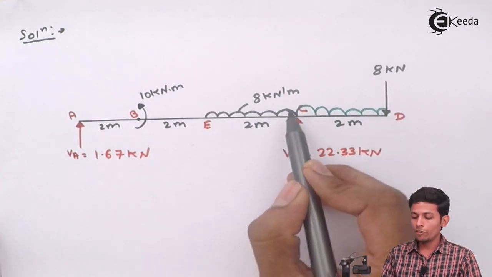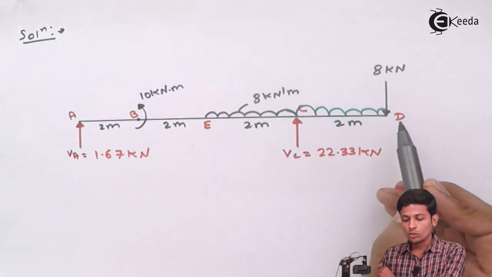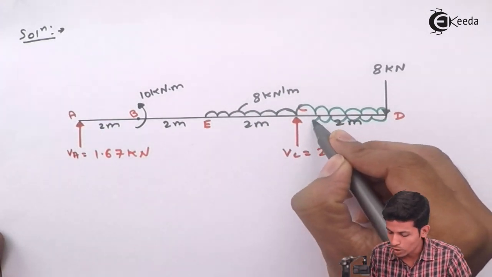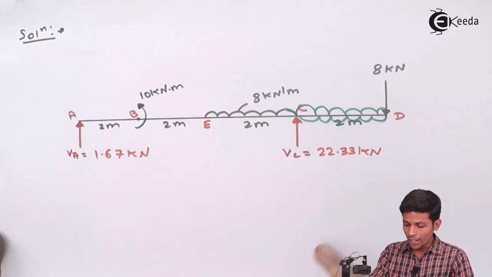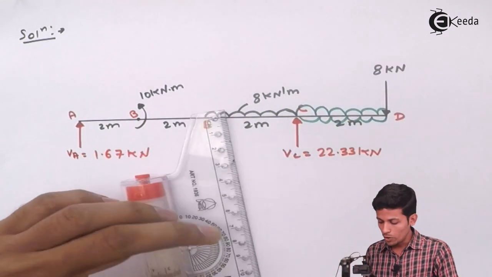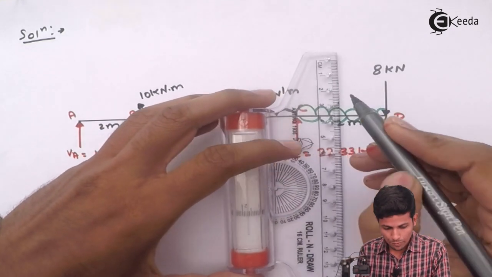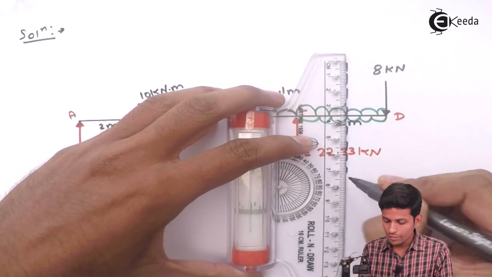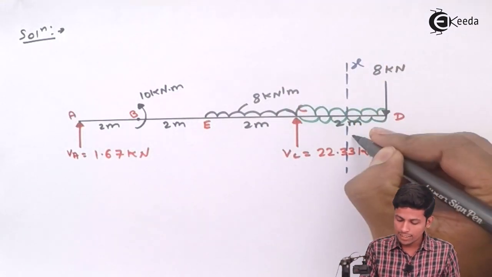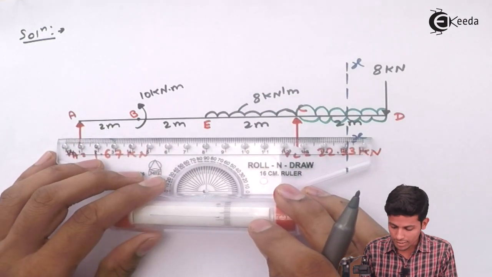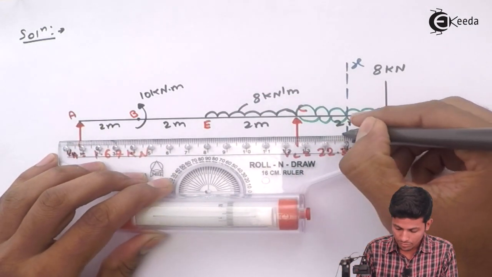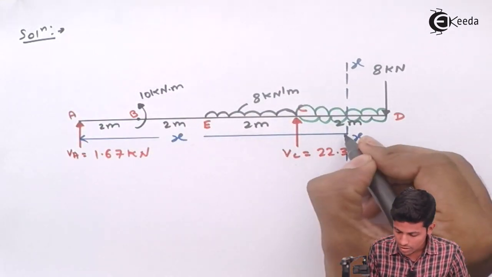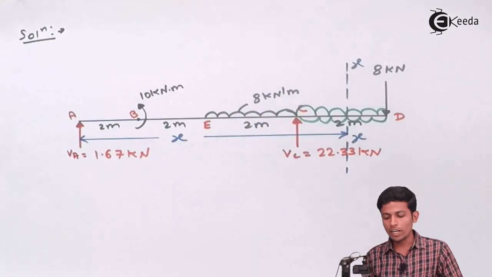If you extend this UDL, it will be unbalanced. So to balance this, you have to add a counter UDL also. Now this part is also balanced. Now take the section over here only. Now it is satisfied. It is the extreme corner. This is the x distance, and this distance will be x. This is our x distance. Now we are done with this part.